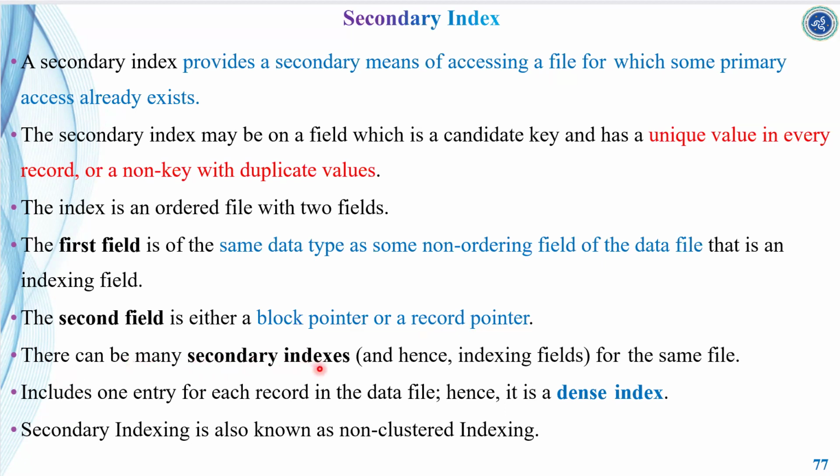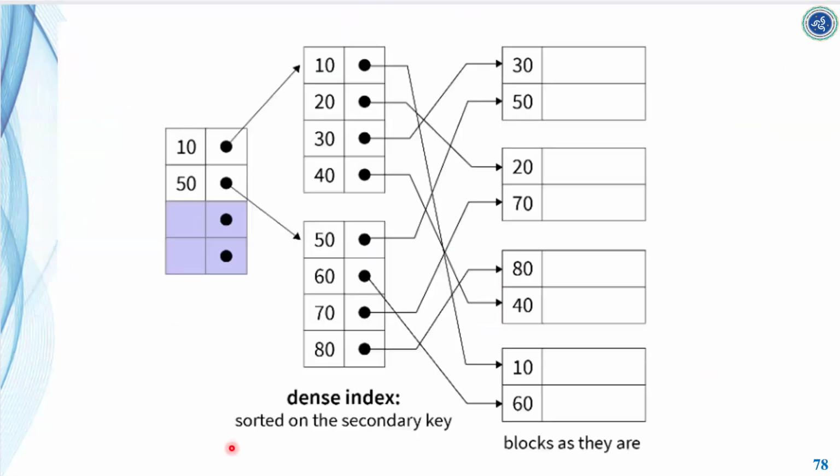There can be many secondary indexes for the same file. It also includes one entry for each record in the file, that is, it can have a dense index. So here is the example, where two levels of indexing are done. The secondary index is also known as non-clustered indexing.